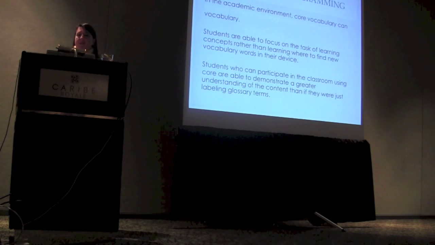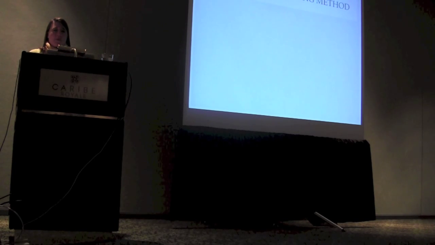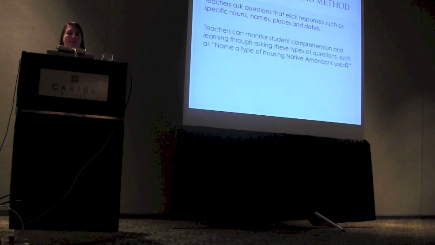Students who participate in the classroom using core vocabulary can demonstrate a greater understanding of the content than if they're just labeling the glossary of terms. And because they're showing a greater level of understanding, we can also see where they're not understanding as well. For example, in the referential teaching method, which is that closed method, teachers ask questions that elicit responses such as names, dates, and places. So teachers can monitor student comprehension and learning by asking questions such as, name a type of housing that Native Americans used.